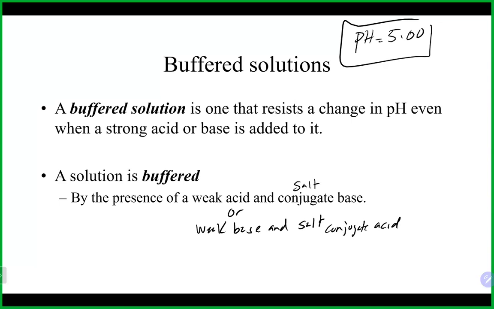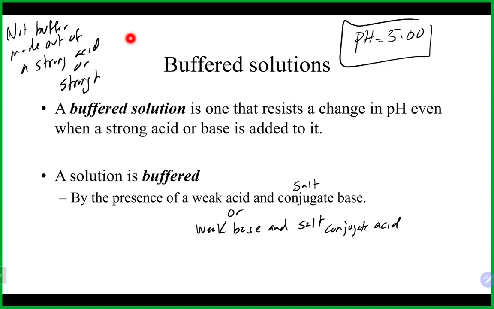You cannot have a buffer that's made out of a strong acid or a strong base. There's no way for you to have a buffer and say, this is my buffer, and it's made out of a strong acid or a strong base. It has to be a weak acid or weak base because those are weak electrolytes, which means they're going to stay together.